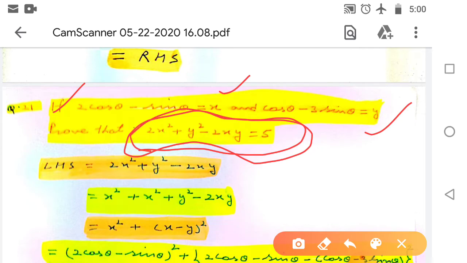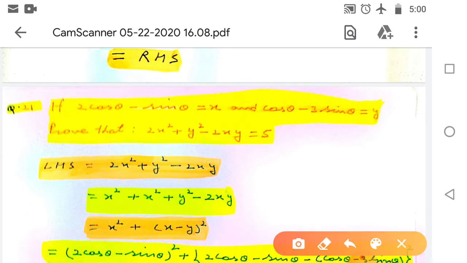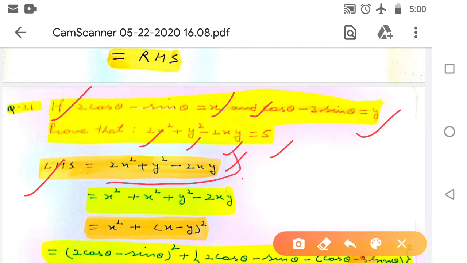Look once again: 2 cos theta minus sin theta is equal to x and cos theta minus 3 sin theta is equal to y. Prove that 2x square plus y square minus 2xy is equal to 5, clear. So, let us start with the LHS, which is 2x square plus y square minus 2xy.